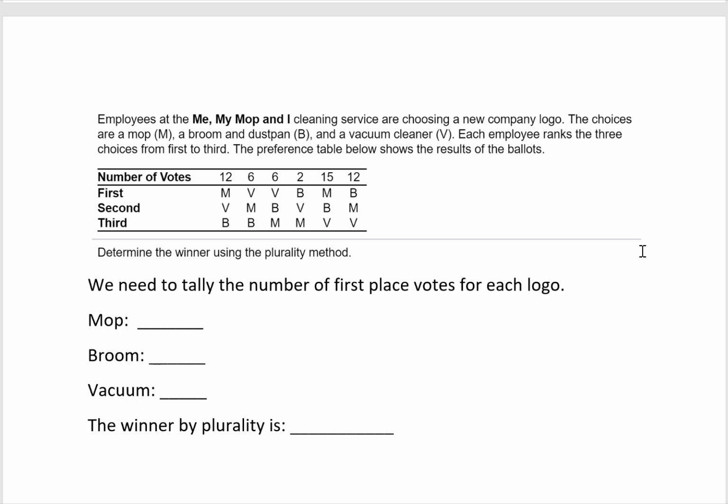We need to tally the number of first place votes for each logo. So if we look across the first place row, we see for mop, we've got 12 plus 15 gives us 27 votes. And for broom, we've got 2 plus 12 gives us 14 votes. And for vacuum, we've got 6 plus 6 gives us 12. So the winner by plurality is going to be mop.